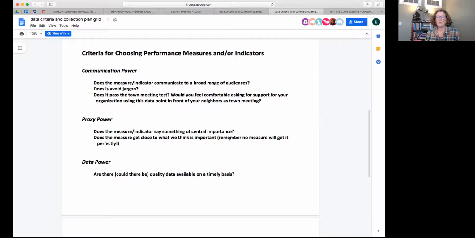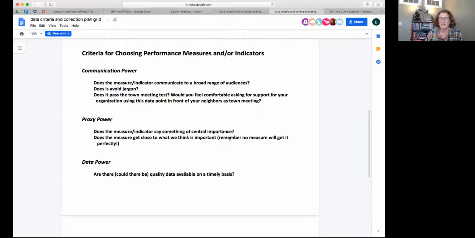The second one is proxy power. This gets to the idea that there is no perfect measure. There is nothing that's going to get exactly what you want. And if you're set on getting that perfect measure, you might as well go home now, because it's never going to happen. That's that whole 'I live with you 24/7, there are no other influences in your life' thing going on, right?